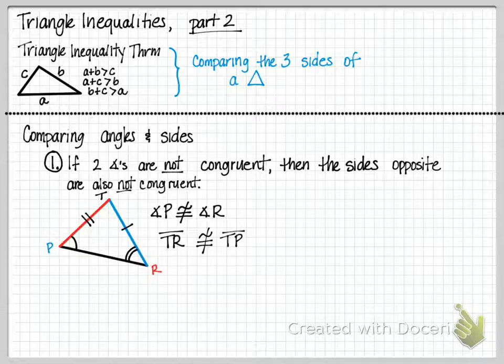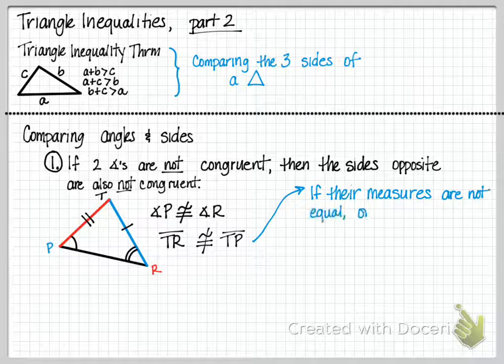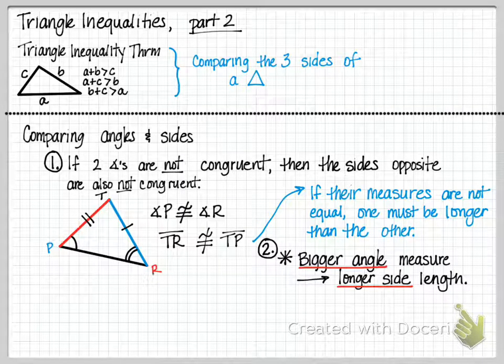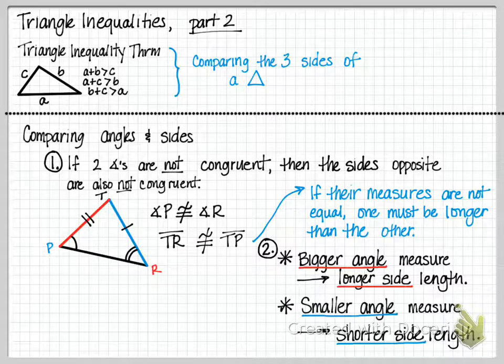Now, let's think about that for a minute. To say that they're not congruent, if we think about their measures, means they're not equal. The length of TR and the length of TP is not the same. Well, what does that mean? If their measures are not equal, one of them has got to be longer than the other. So let's look at what the second law tells us, because the second law builds on this one. The second law says that the bigger angle measure is going to have the longer opposite side, and the smaller angle measure is going to have the shorter opposite side.